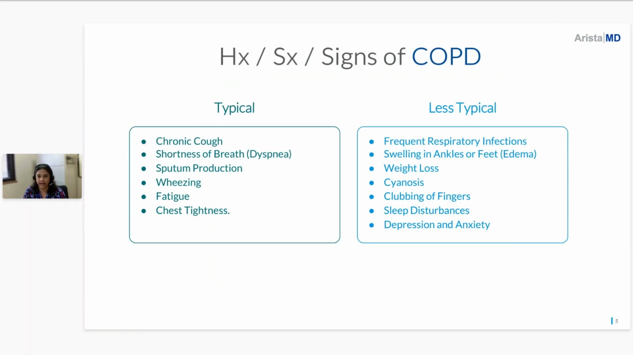You can get swelling in their ankles or feet, so lower extremity edema. There can be unintentional weight loss, particularly with the emphysema type of COPD, cyanosis, or that bluish hue in their extremities and fingers. Clubbing of the fingers is listed here, but it's generally a rare manifestation of COPD without other complications. Sleep disturbances due to symptoms, and then depression and anxiety, which can be associated with many chronic medical conditions.